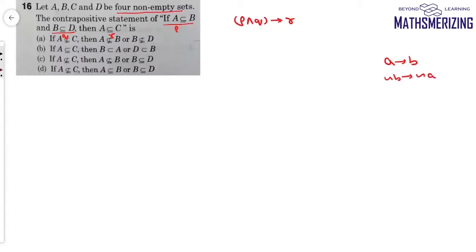So in this case contrapositive will be not R implies not P and Q, and we know that De Morgan's law says this is not P or not Q. So what is R? R is A is a subset of C. Now not R is A is not a subset of C. So the contrapositive is: if A is not a subset of C, then A is not a subset of B or B is not a subset of D. So which is option number A.